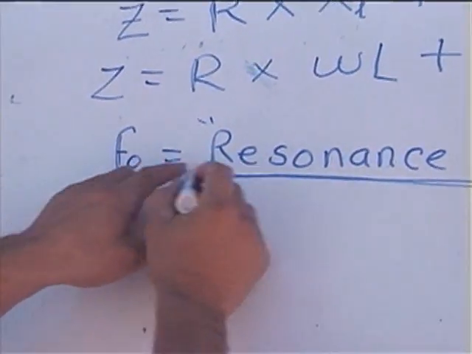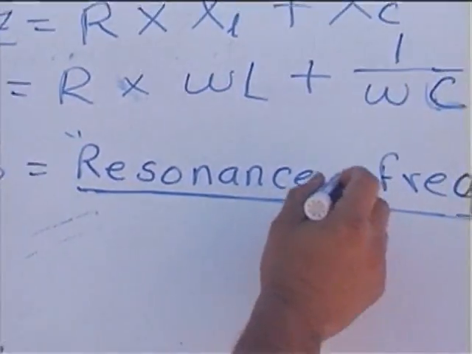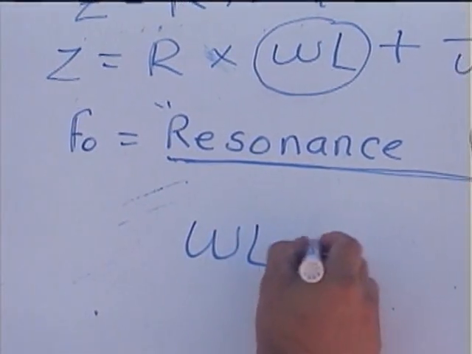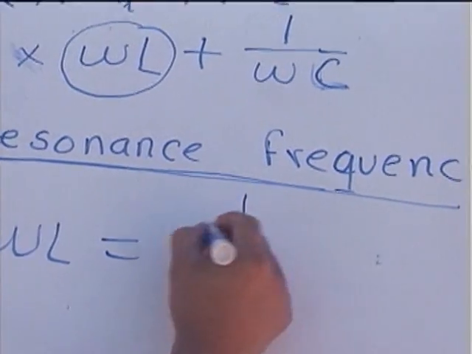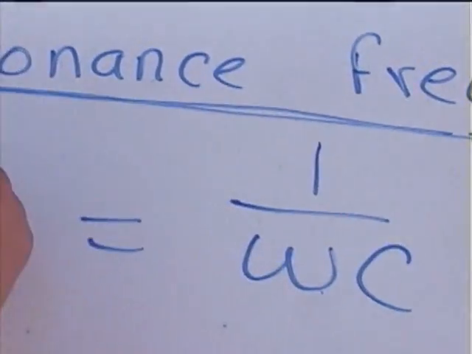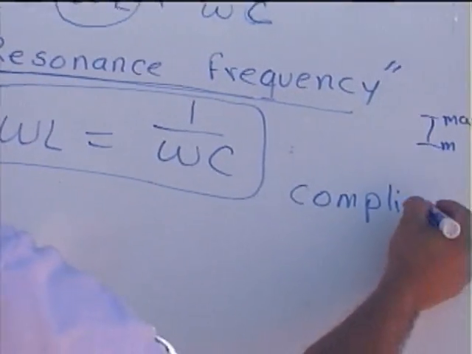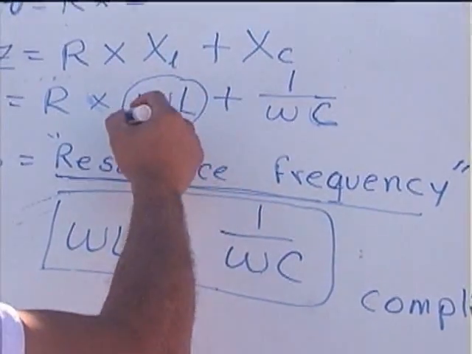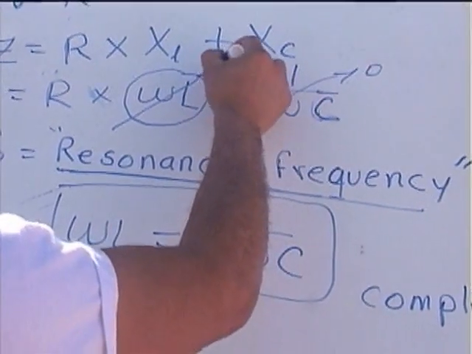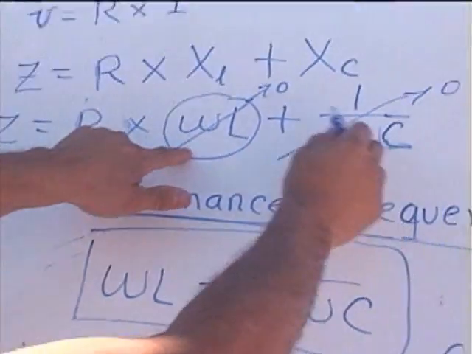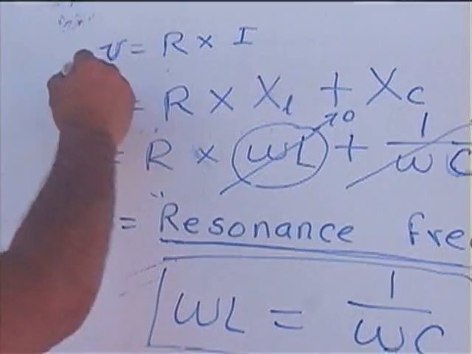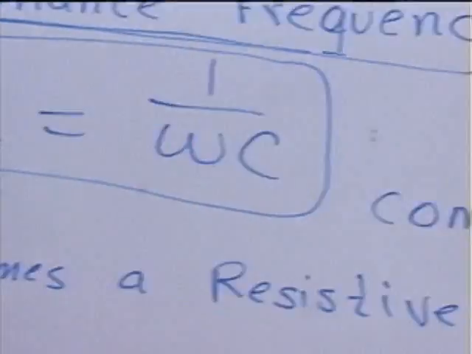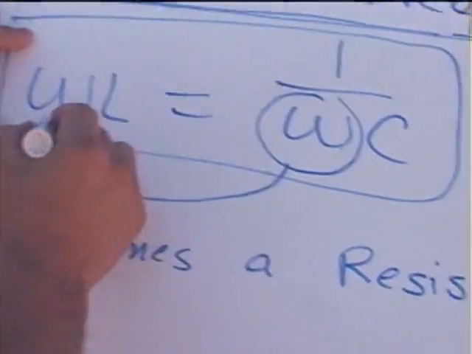When we find the specific resonance, this condition is when XL equals XC. When this condition is complete, when this is equal to this, the difference is equal to zero. And when this comes to zero, the system becomes only a resistive system, and we can apply this formula. From this formula, this one comes to this size.